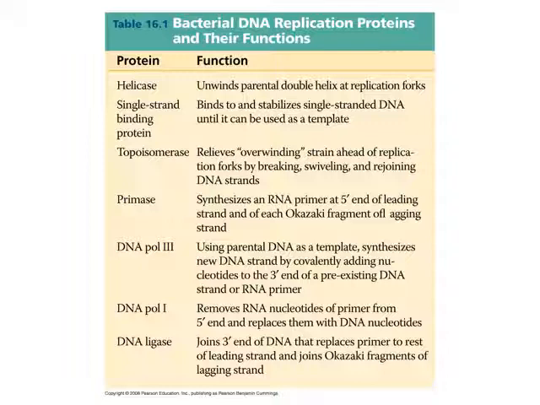When you're looking at a figure from a textbook or from a paper, and you're not sure if they're talking about bacterial or maybe eukaryotic mammalian DNA replication, look at how they designate the polymerases. You see here, it's Pol 1, Pol 3.